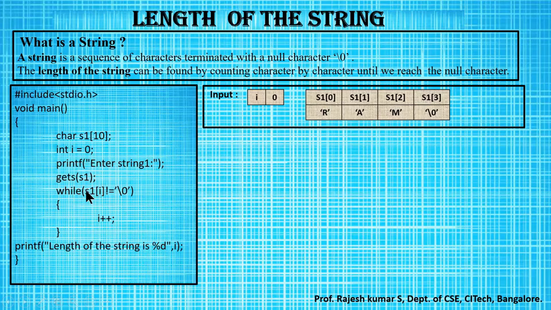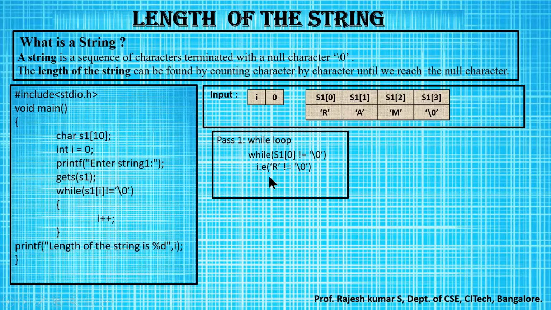So first I'll be reading the first value stored in the array. S1 of i, what is the i value? i value is 0. S1 of 0. In location S1 of 0, what is the value present? I'll just show you the first pass. When i value is 0, we check whether S1 of 0 is not equal to null. Now what is S1 of 0? S1 of 0 is R. R is stored in this particular location. So I'll check whether R is not equal to null. Yes, R is not equal to null.